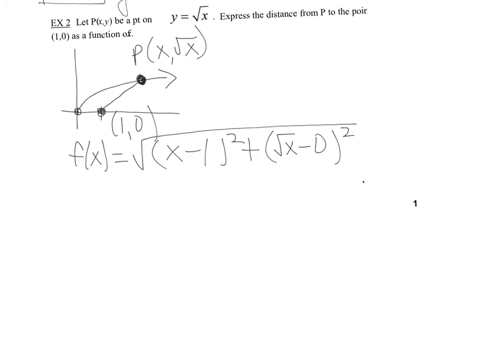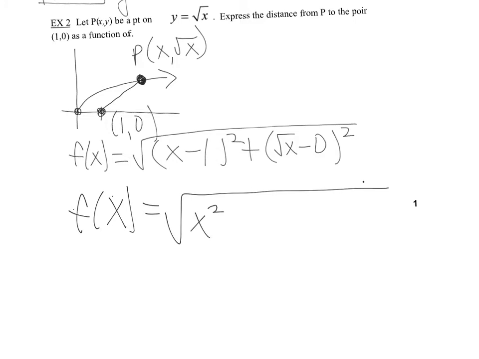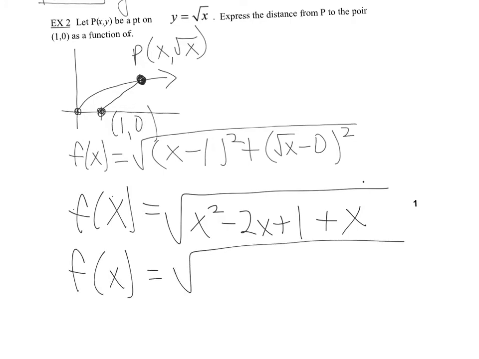And now what we're going to do is simplify this. So the first part, if I distribute out x minus 1 times x minus 1, that would give us x squared minus 2x plus 1. And this part right here is just root x, because root x minus 0 is root x, and root x squared, the root and the square cancel, and we're simply left with x. And now we can simplify it. We get the square root of x squared minus x plus 1.